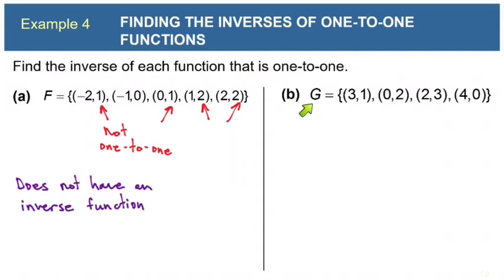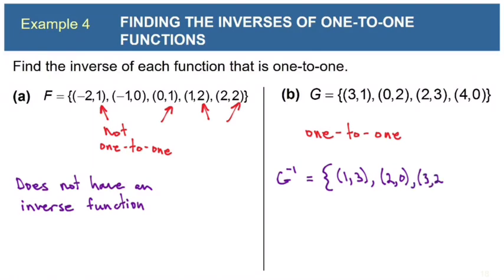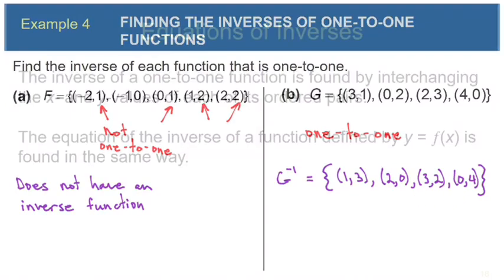Let's look at part B. G is (3, 1), (0, 2), (2, 3), and (4, 0). I see that no x values repeat, and I also see that no y values repeat. So G is one-to-one, and it will have an inverse function. To find its inverse function, all we need to do is reverse the x's and y's. So the inverse function will be (1, 3), (2, 0), (3, 2), and (0, 4). And notice that this inverse is a function itself.